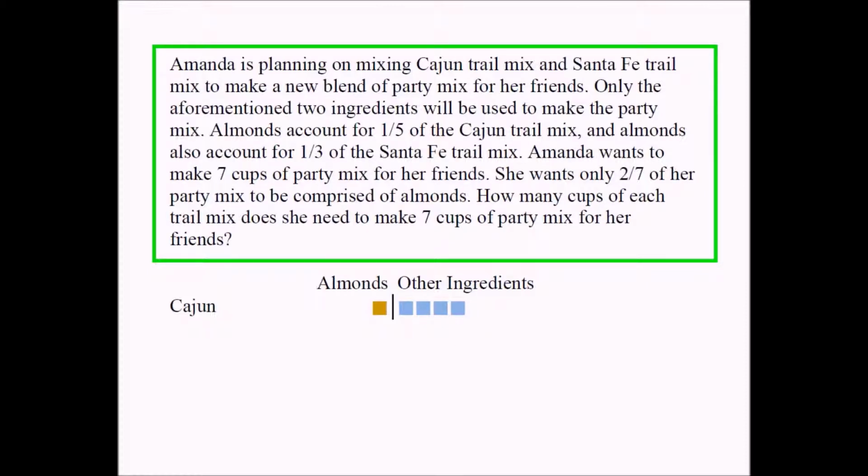So as I mentioned, I'm going to solve this problem visually. So I have a picture for the Cajun trail mix composition. What do I mean by that? From the question, I can conclude that almonds account for 1/5 of the Cajun trail mix. So if the Cajun trail mix she uses has 5 parts, one part has to be almonds, and I'm going to write 1/5 here. That's coming from the question. So one part of the Cajun trail mix is almonds, and the remaining 4 parts are other ingredients.